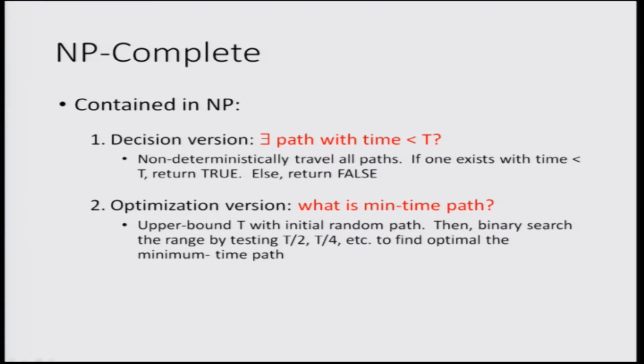The other version is the optimization version, which asks what is the minimum time path that is taken, where the upper bound of time is set with an initial random path. Then binary search the range by testing t by 2, t by 4, etcetera, to find the optimal minimum time path. So, this is an NP complete problem in which we are trying to see how this search is going to work or not.